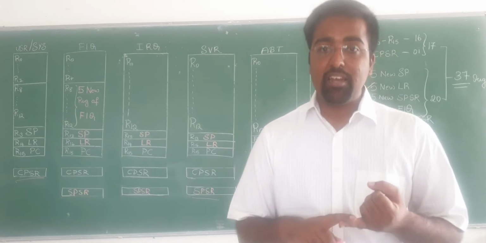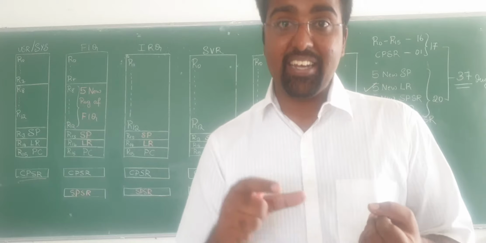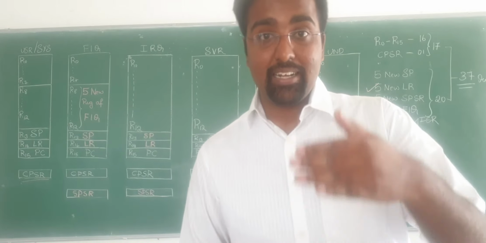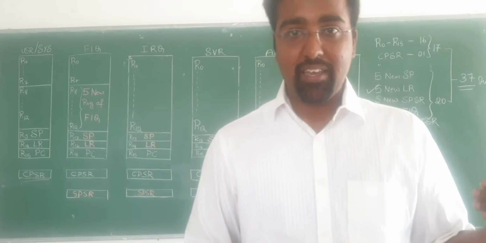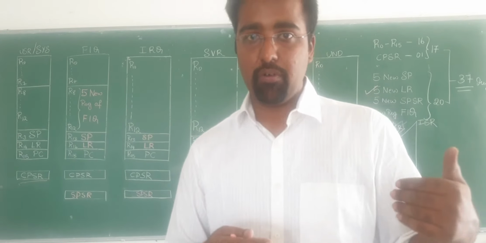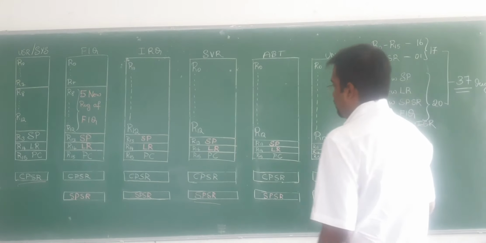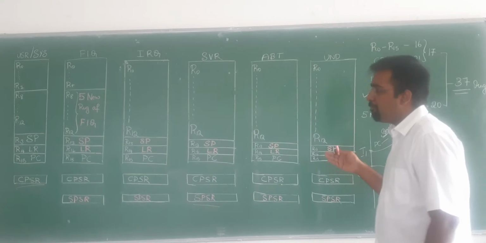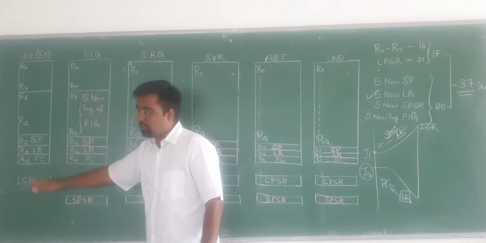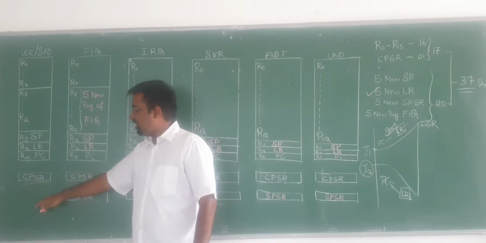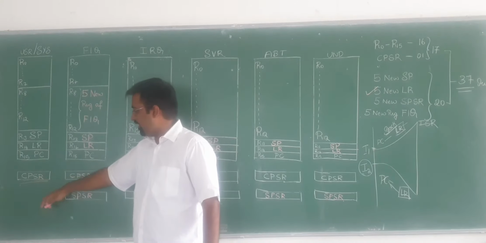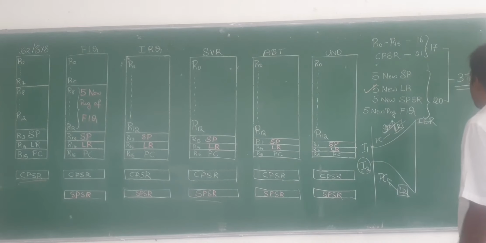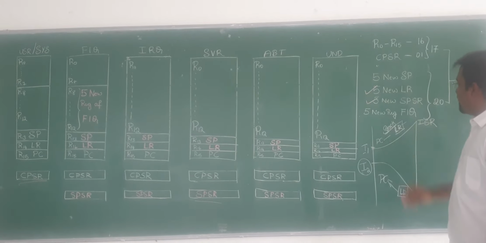So CPSR uses SPSR to retain its value when it goes to a new mode. When coming back, it copies the contents of SPSR and comes back to user or system mode. Now, there are 5 SPSRs, one for each mode. Of course, SPSR is not required for user or system mode, because it doesn't go into itself. We don't require SPSR here. So 5 new SPSRs are done.